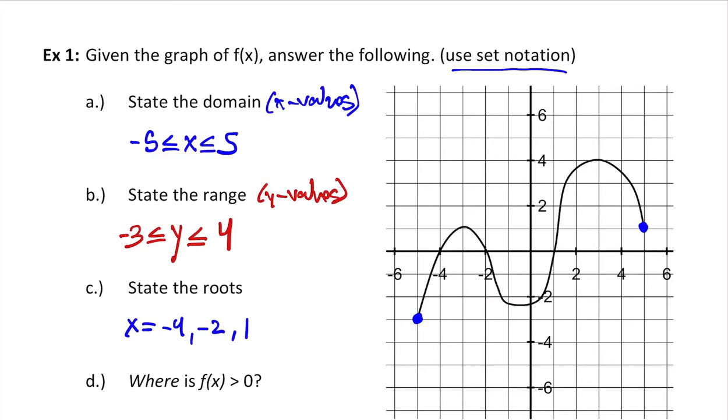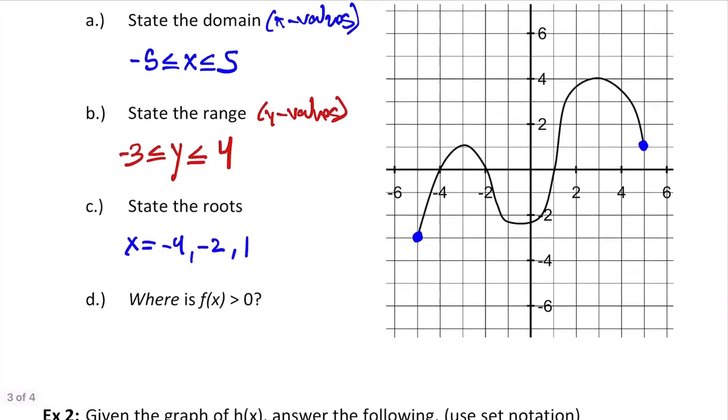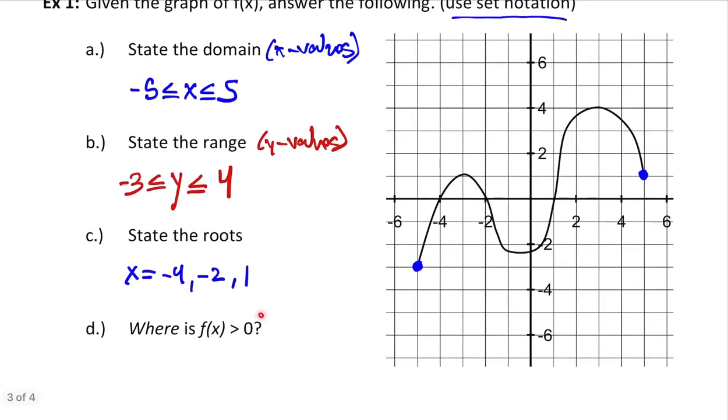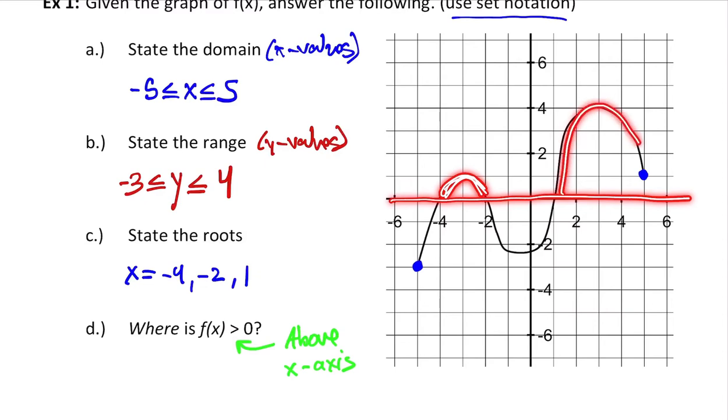So now the next one's pretty important. Where is f of x greater than 0? So remember what this means. That means above the x-axis. So if I'm going to highlight where it's above, here's my x-axis. Any piece that's above that is going to be greater than 0.